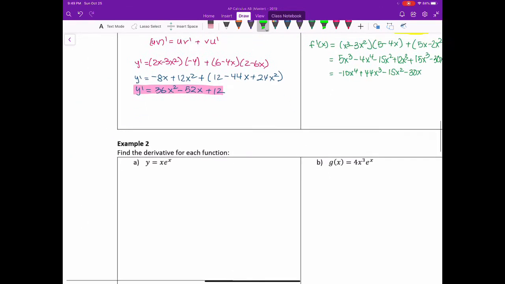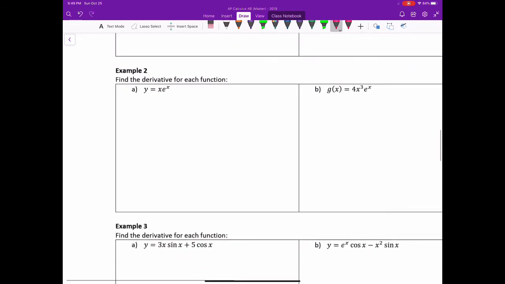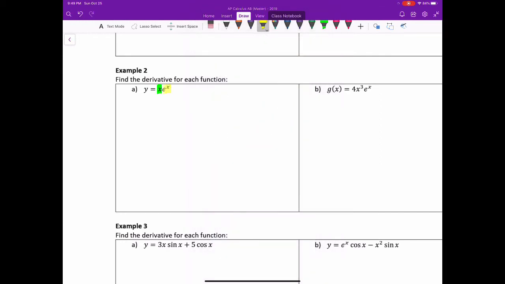All right, let's look at the next one. Now we're going to try without this organization. And again, you just follow what you need to do. So in this particular case, we have finding the derivative. My two functions, one of them is x and the other one is e to the x. So I'm going to try this without having to do a lot of the writing out.